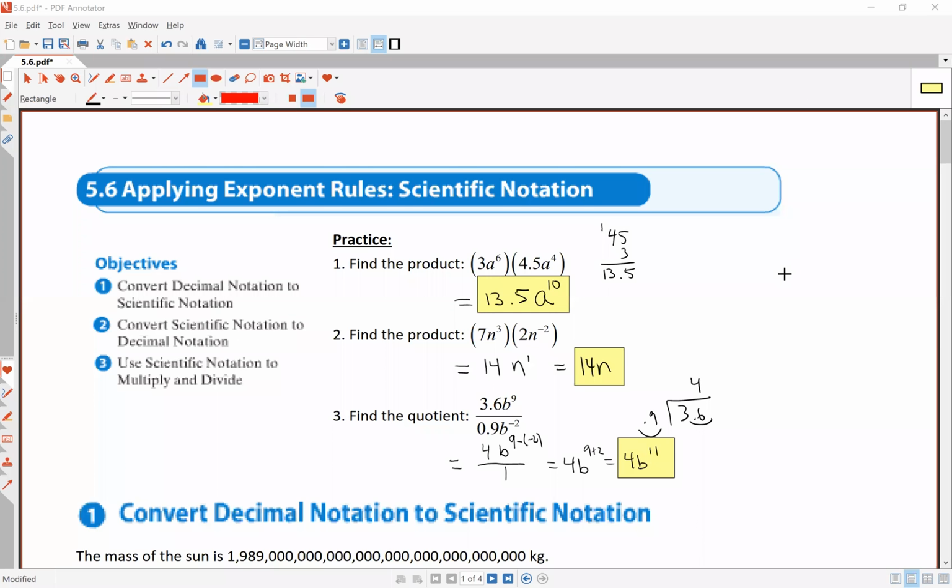This video covers section 5.6, Applying Exponent Rules, Scientific Notation, Objective 1, Convert Decimal Notation to Scientific Notation.